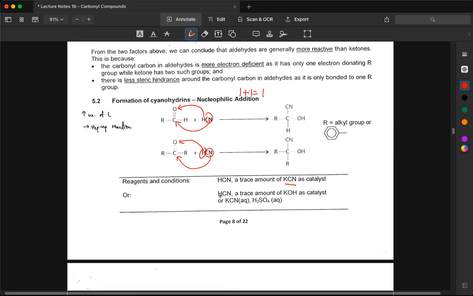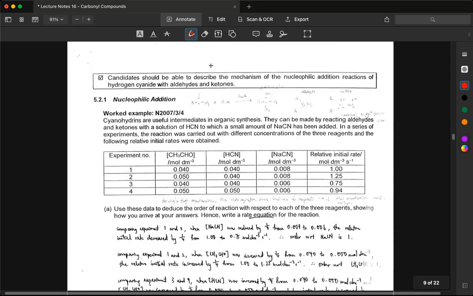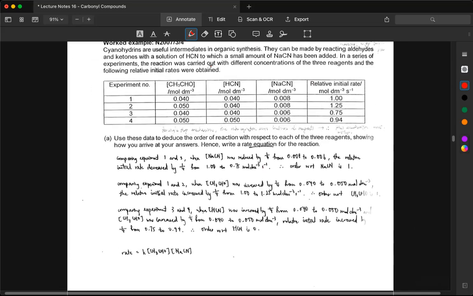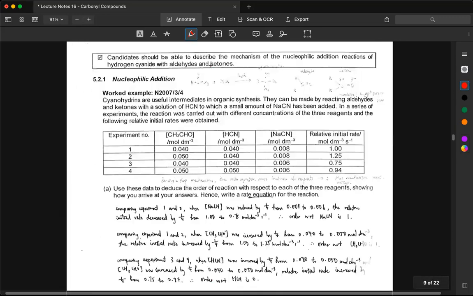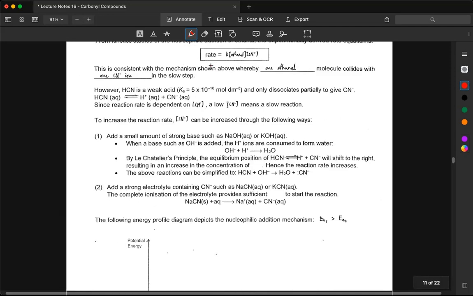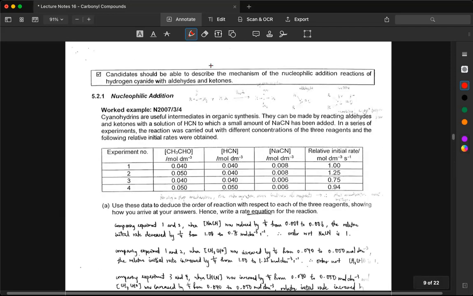All right. Or HCN again, this is the reagent. Catalyst is the condition, not the reagent. Okay. Or you can have KOH as the catalyst, or KCN and sulfuric acid. All right. Now, let's look at one example before we go through the mechanism. The mechanism will be below.